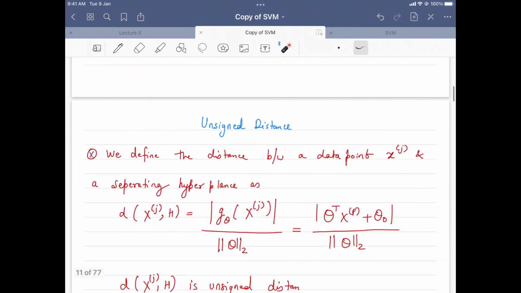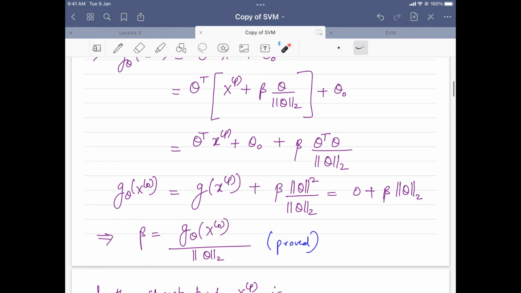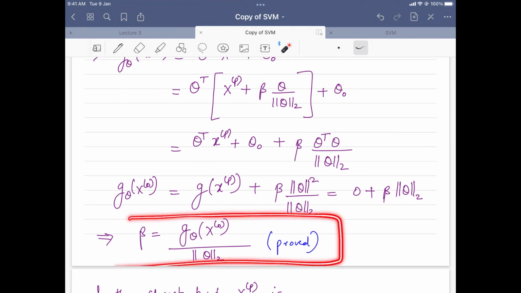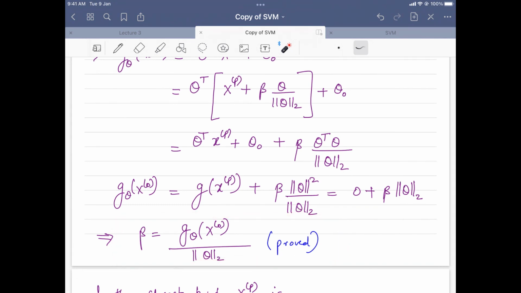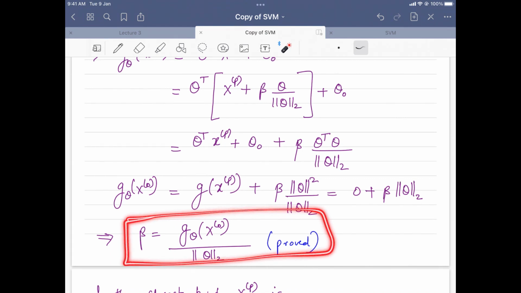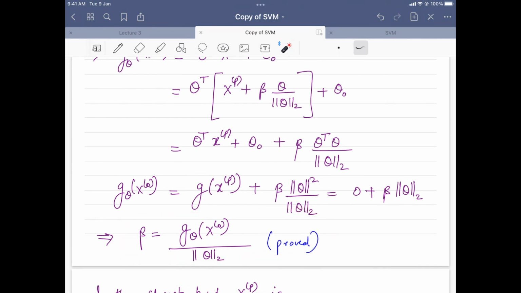So now we will use this particular thing extensively. This is the distance of the point from the hyperplane. We will use this because the concept of maximization of the margin that we want to do in the case of support vector machine will be coming by using this particular expression.